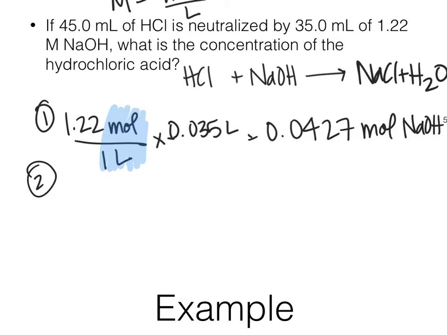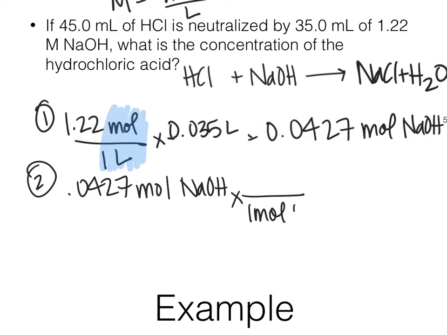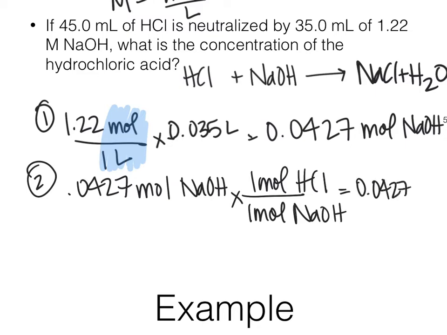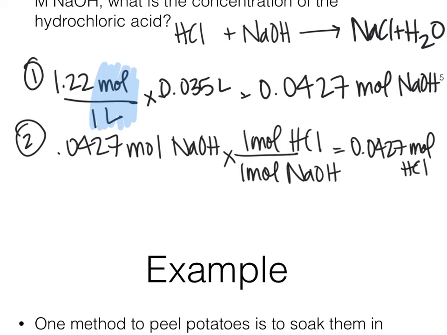So the second step is to convert moles of sodium hydroxide into moles of hydrochloric acid. So the moles of NaOH, then using the stoichiometric coefficient of 1 mole of NaOH is equal to 1 mole of HCl, gives us 0.0427 moles of HCl.